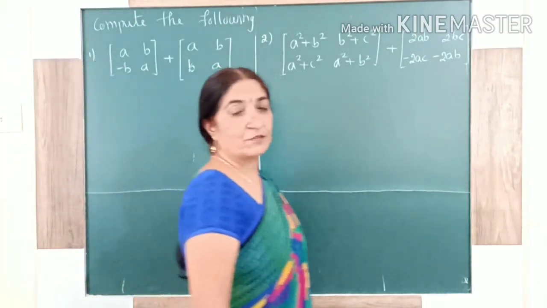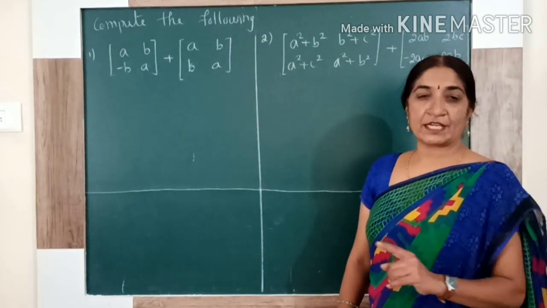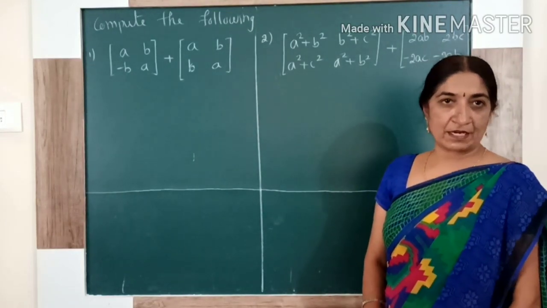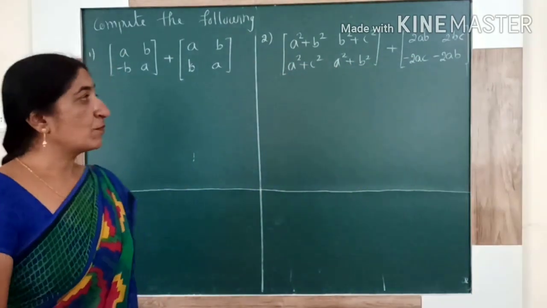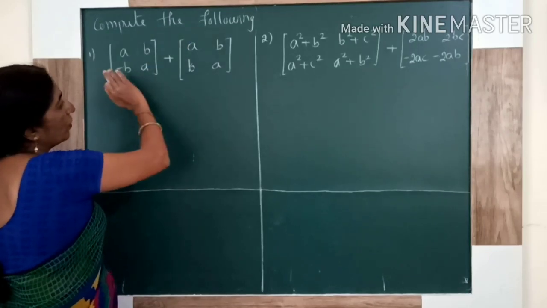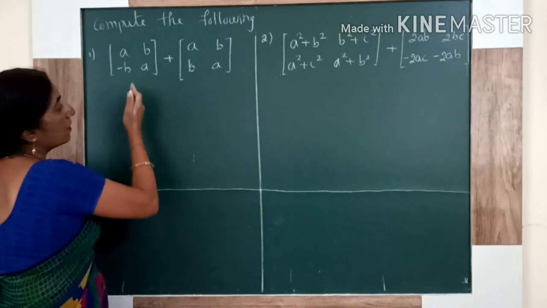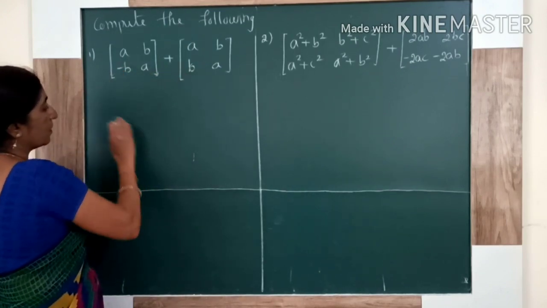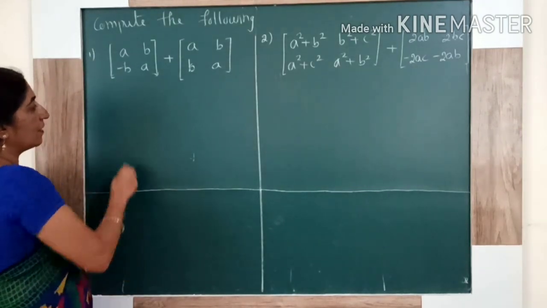Hello students, so already you are familiar with addition, subtraction and scalar multiplication of matrices. As I told you, now I am giving you some more examples related to that. See here, compute the following. They are asking for the addition of these two matrices. Addition of these two matrices means your work is to go on adding the corresponding elements.